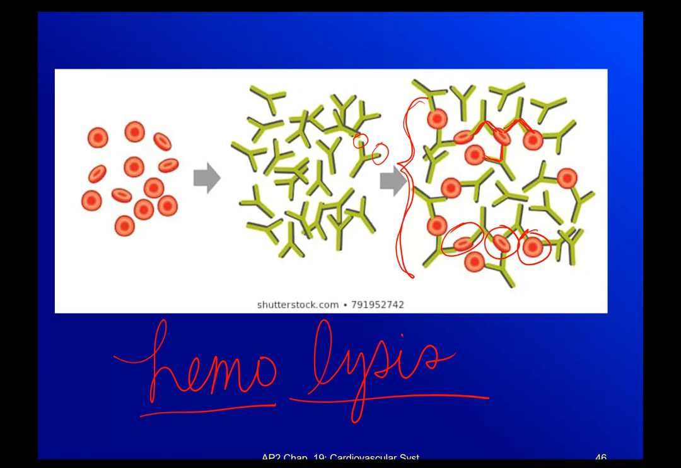If this were one car and this were another car, and they were going 75 miles an hour down the highway and one of them slowed down or one of them sped up, this poor cell is going to get ripped apart. That's hemolysis. Okay? So when I talk about hemolysis, that's what I'm talking about.